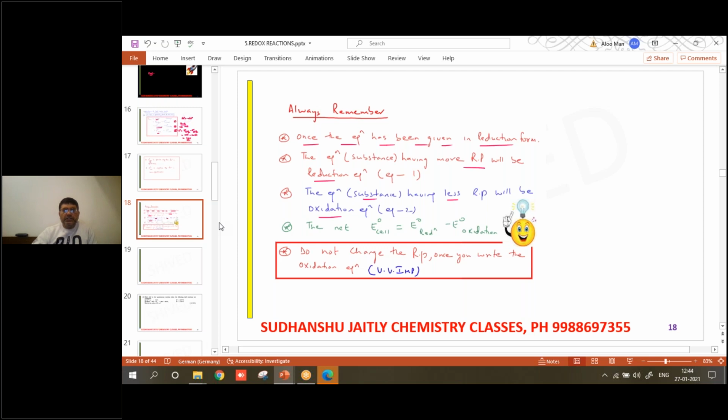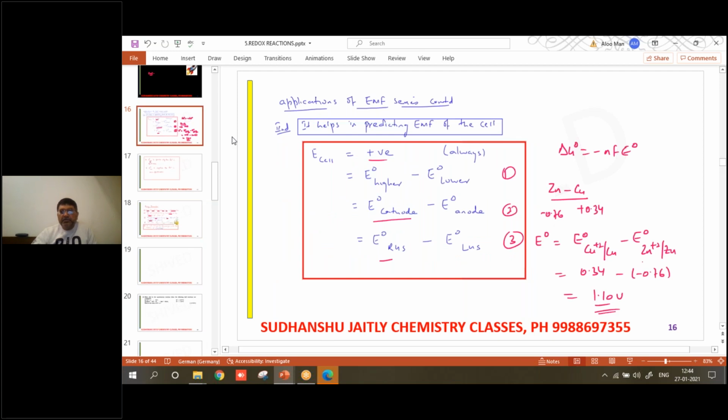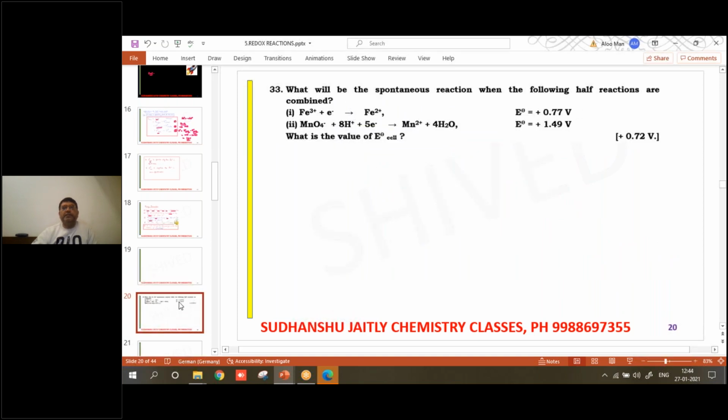And do not change the Rp once you write the oxidation equation. What I mean to say is that even though zinc is going to be oxidized, you have to take its reduction potential only.